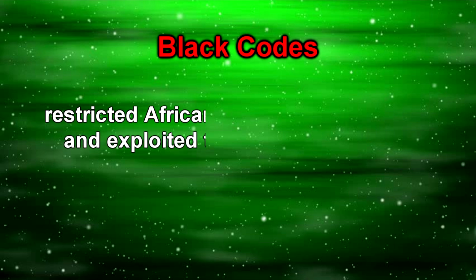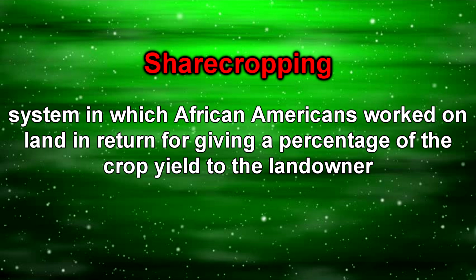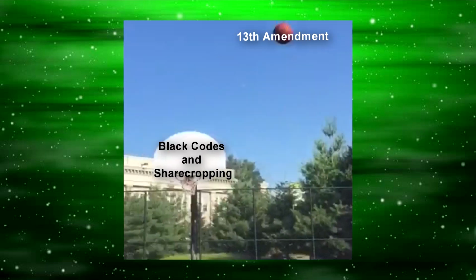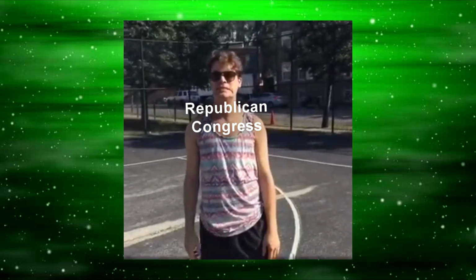Black codes were a way to exploit African Americans for labor. They were forced to become sharecroppers, working on the land in exchange for giving up a percent of the crop yield to the owner.